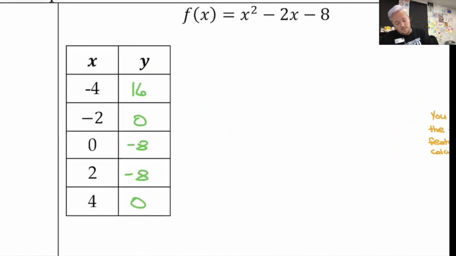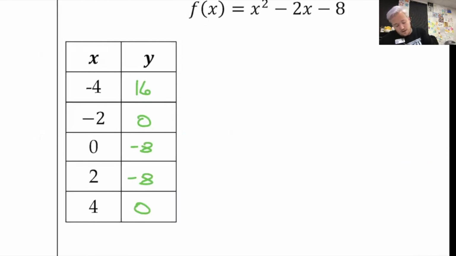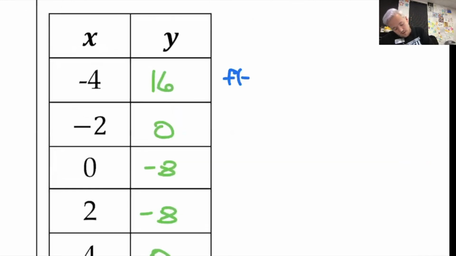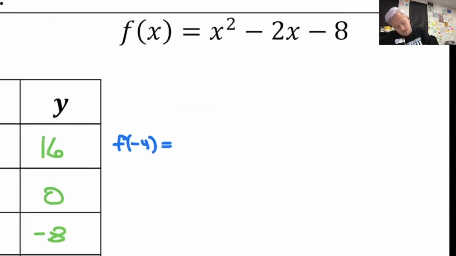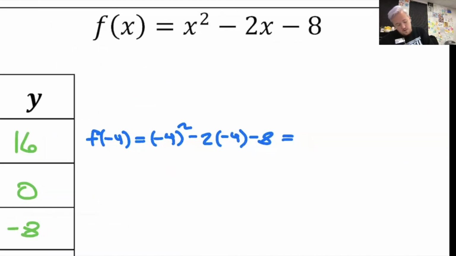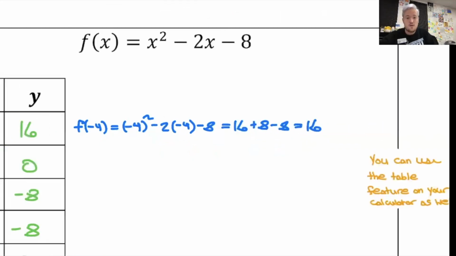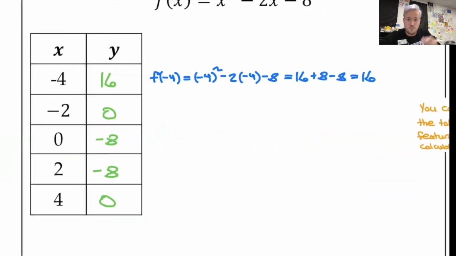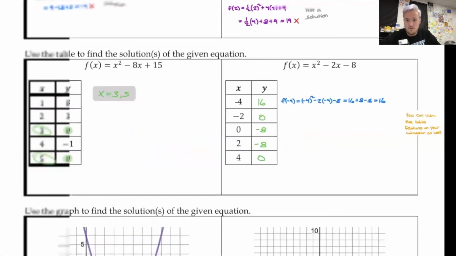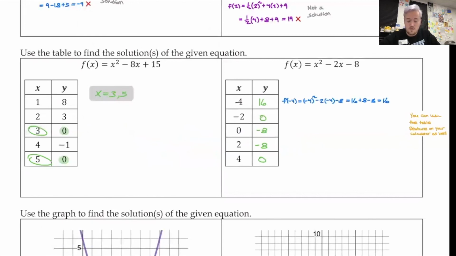All right, so just to give you an idea, if you were to do these by hand, plug and chug, it'd be f of -4 equals -4 squared minus 2 times -4 minus 8. So -4 squared is 16. -2 times -4 is +8, and then minus 8, which is going to give you 16. So it's just a repetitive nature of plugging it in and seeing what you get. I'm not going to do it for all of them, but if you want to plug it in, you can.